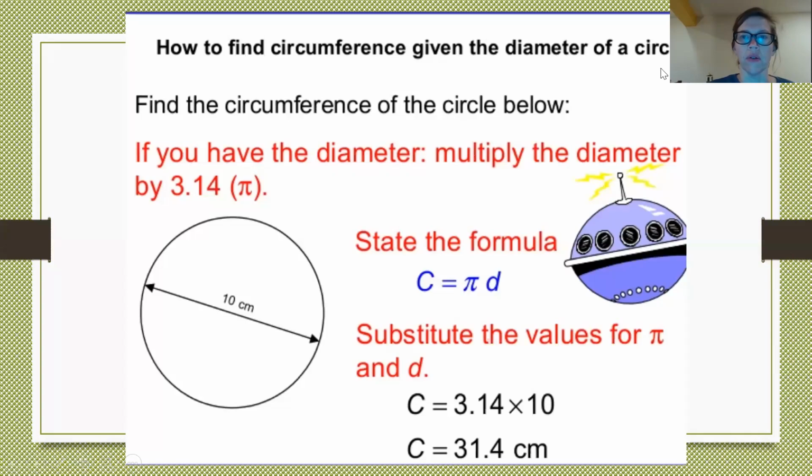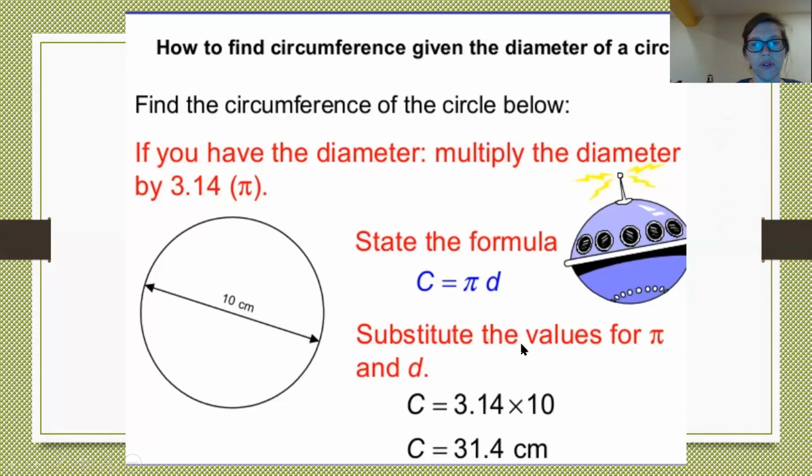All right, so to review how to find the circumference when you're given the diameter of a circle. Here's an example problem. It says find the circumference of the circle below. If you have the diameter, you multiply the diameter by 3.14 or pi. As you can see, here's your formula. Circumference equals pi times d. So C equals pi times d.